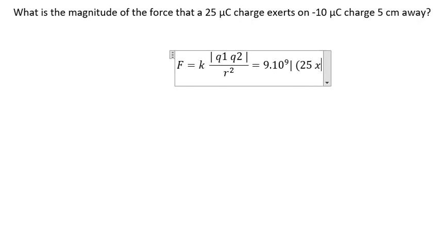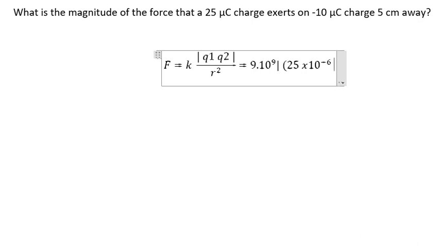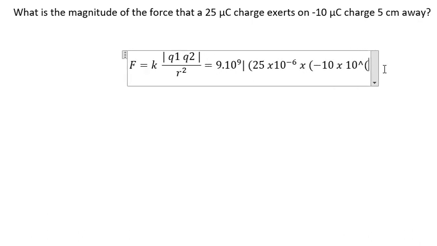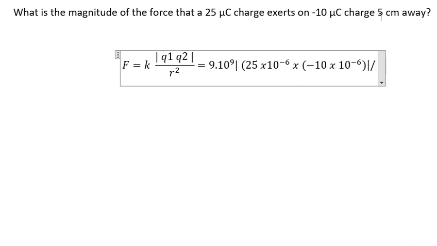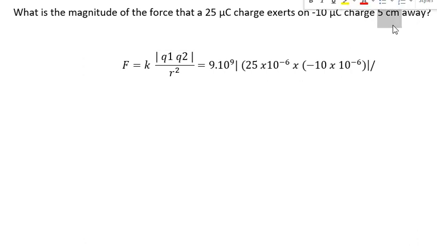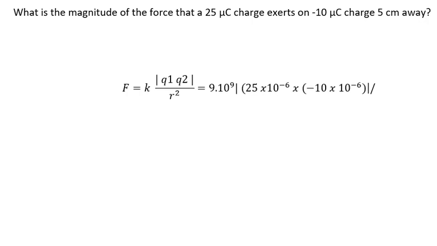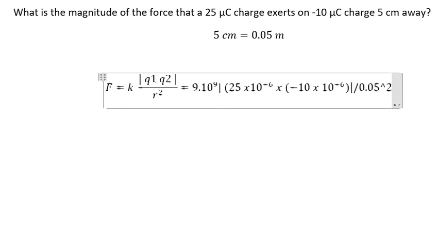Micro is 10 to the power of negative 6, multiplied by negative 10 with 10 to the power of negative 6, over. So this one uses 5 centimeters. We need to transform it into meters. So we have 0.05 to the power of 2.